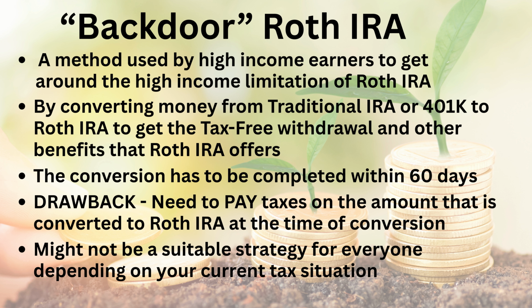A backdoor Roth IRA is essentially just converting money from a traditional IRA or 401k to a Roth IRA to get its benefits. Unlike the Roth IRA, there's no income limitation to contribute to a traditional IRA or a 401k, you just need to have earned income to contribute. This method is all totally legal, and many people have used this strategy to maximize their retirement accounts. The conversion has to be completed within 60 days.